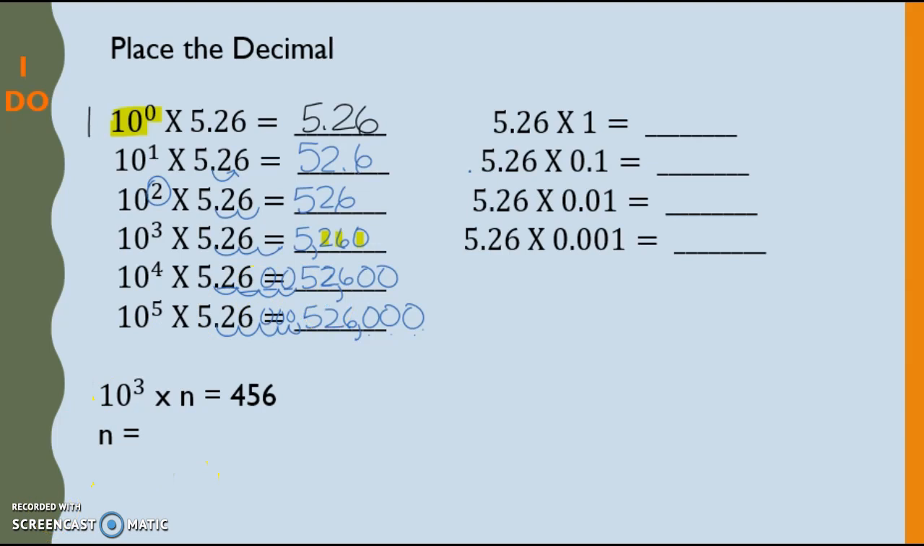Pause the video and try the other side. If you remember correctly, 5.26 times 1, easy peasy, 5.26 or 5 and 26/100ths. Now I have 5.26 times, this decimal point actually represents the fraction as well, 1/10. So I will move my decimal point once to the right, which is 0.526 or 526 thousandths. And I'm going to move my decimal point twice this time.